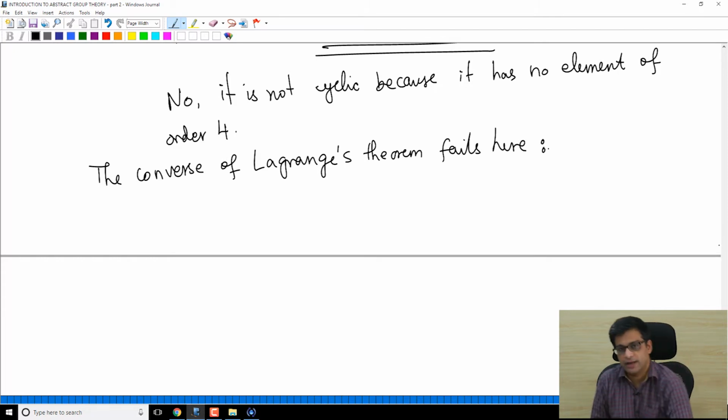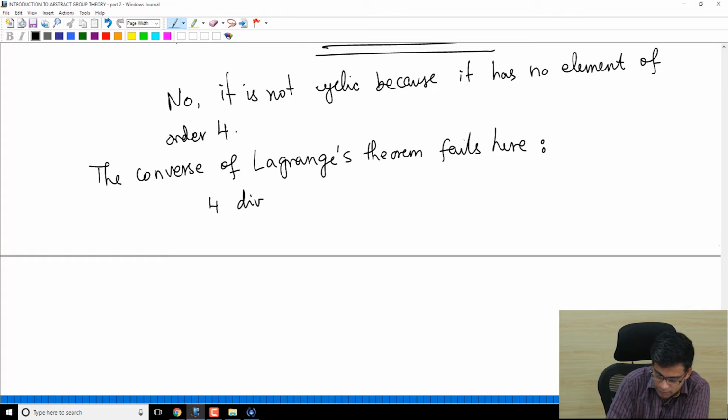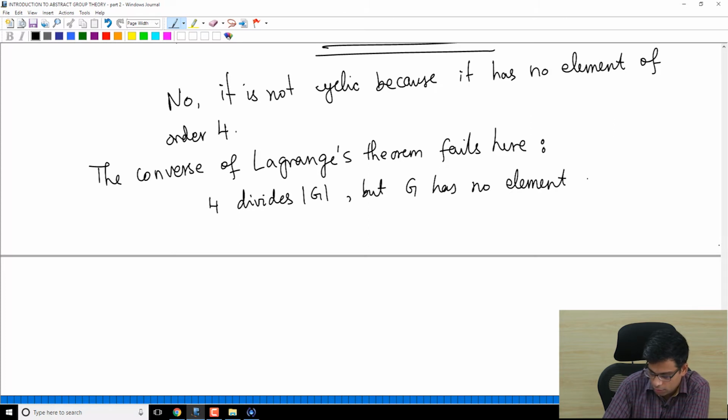Right, the converse of Lagrange's theorem. What is Lagrange's theorem? If an element is in a group, the order of an element divides the order of the group. On the other hand, here 4 divides the order of G, which is of course 4, but G has no element of order 4.